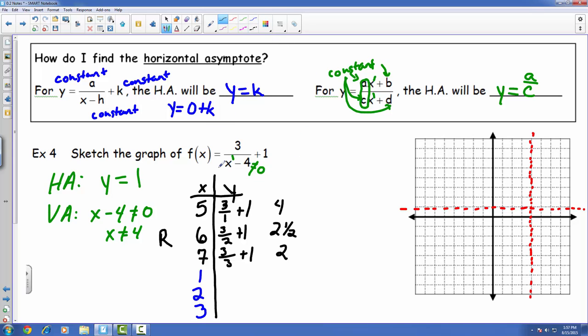So now just plotting those ones, we have 5, 4, which is right here. We also end up with 6, 2 and 1/2. And then 7, 2.